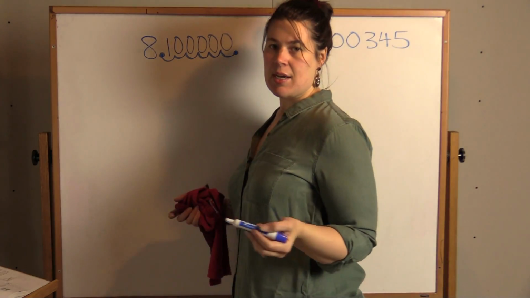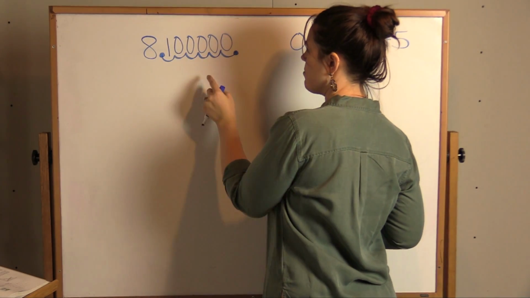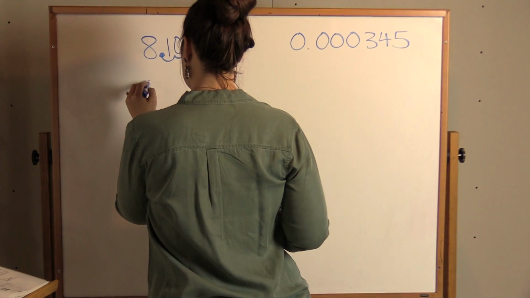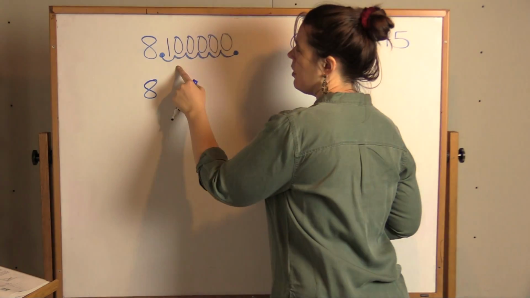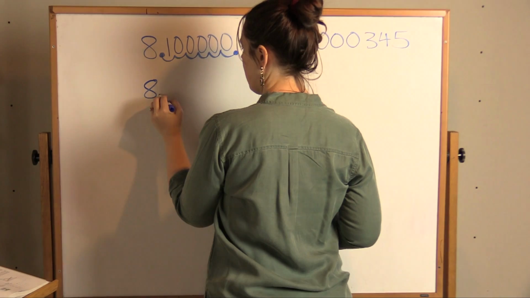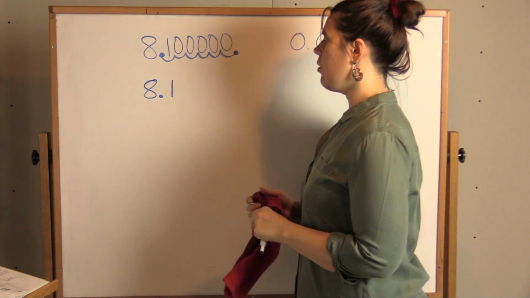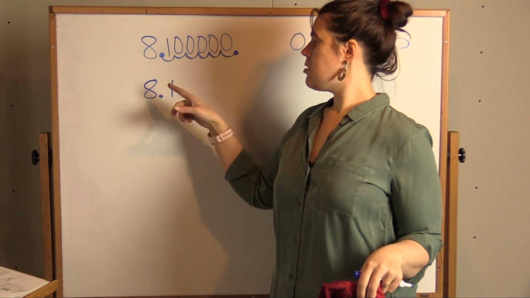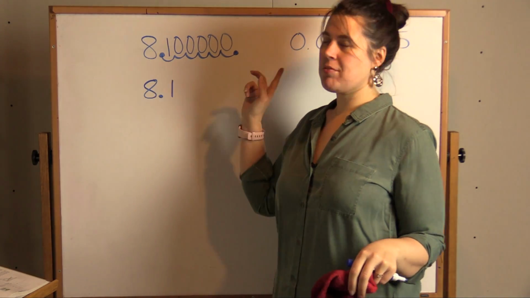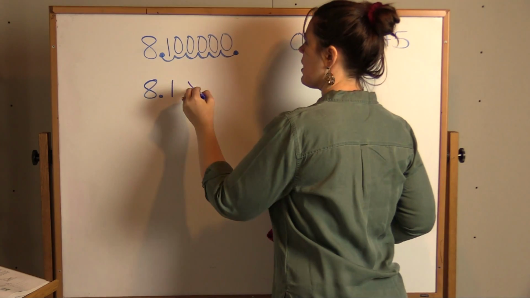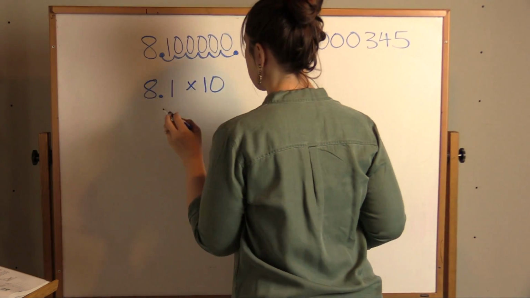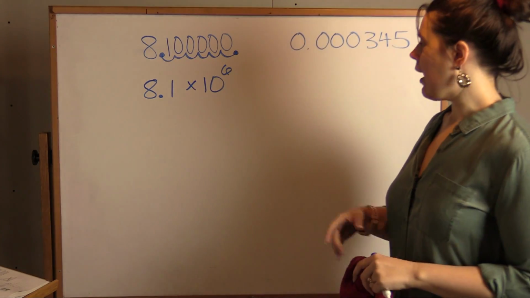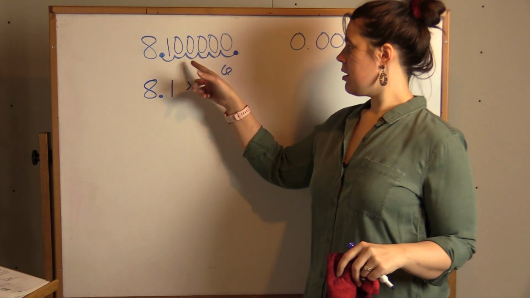How many places did I move it? Count how many jumps you have. 1, 2, 3, 4, 5, 6. So I'll take my number now, 8.1. The way you know how far to go is once you get to the first non-zero, you're done. Once I get to 8.1, I don't have to write these other zeros. Times 10 to the power of how many places I moved it: 6.